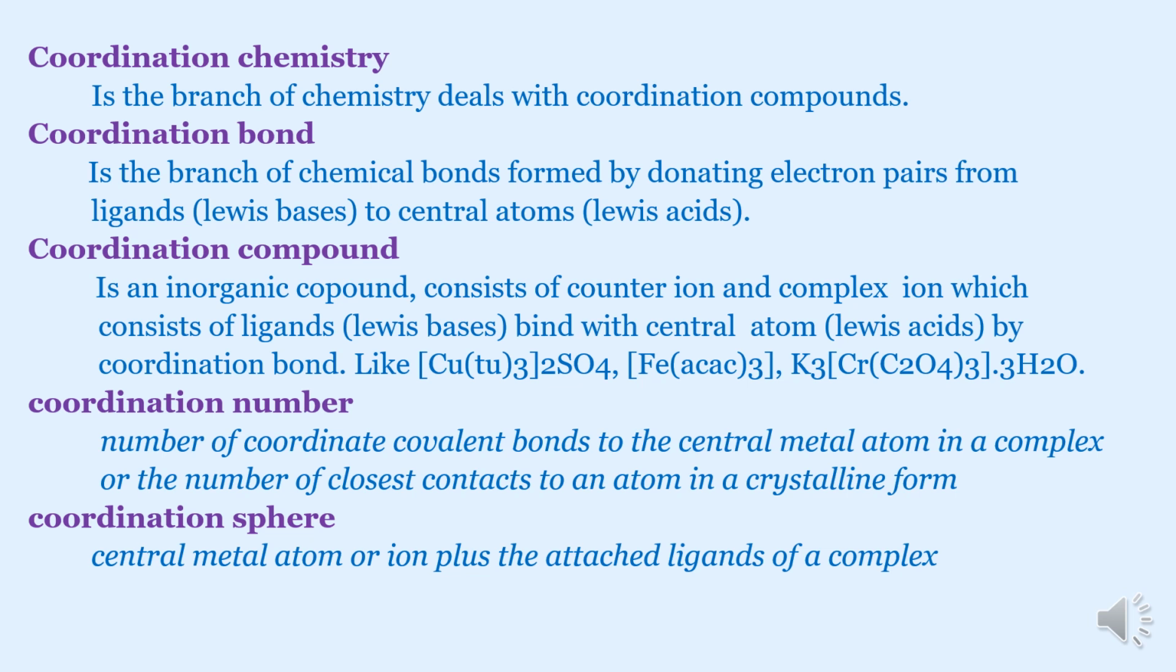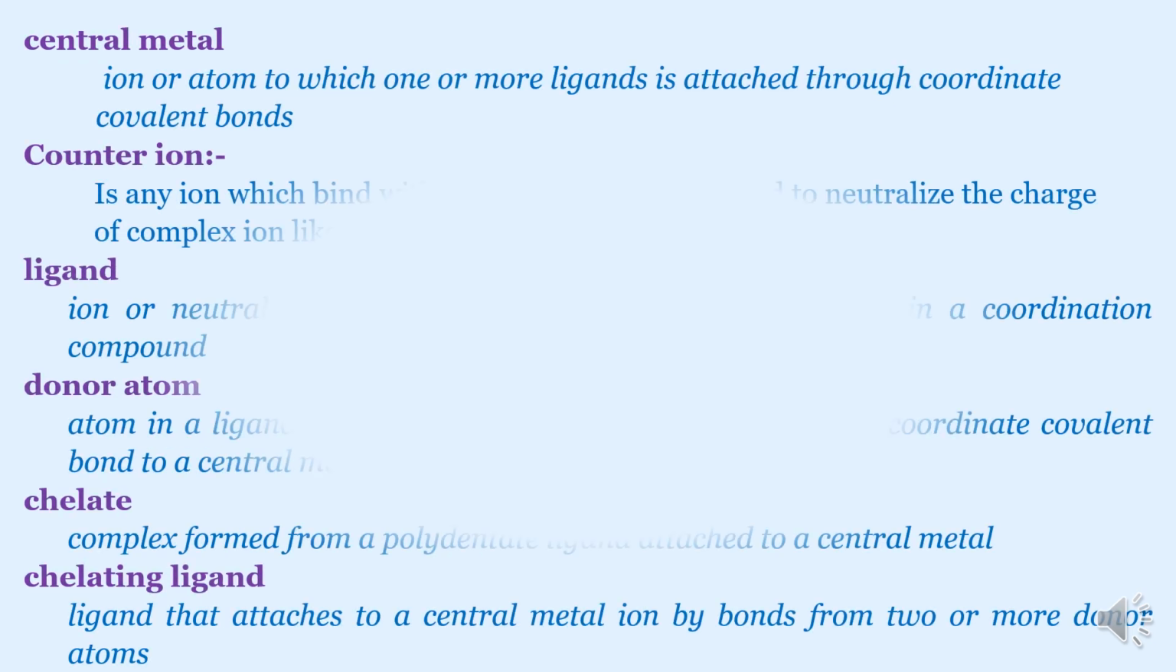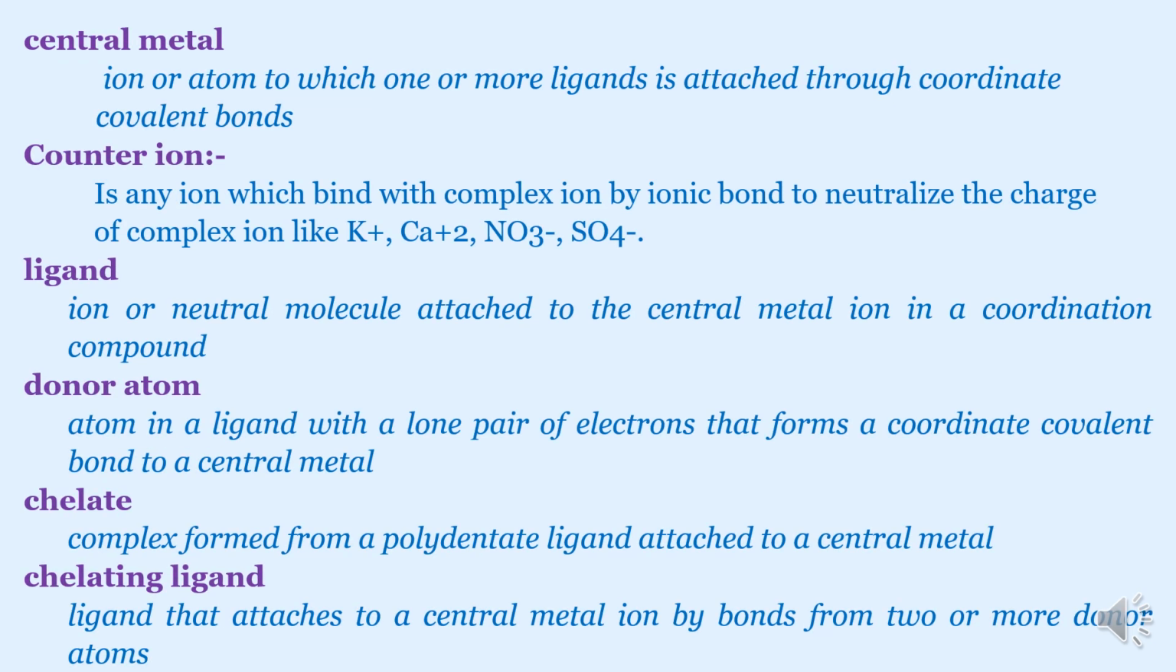Coordination sphere: the central metal atom or ion plus the attached ligands of the complex. Inside the coordination sphere we have two components. One of them is the central metal atom, Lewis acid, with the ligand, Lewis base. The central metal ion or atom is the one to which one or more ligands are attached through coordinate covalent bonds.